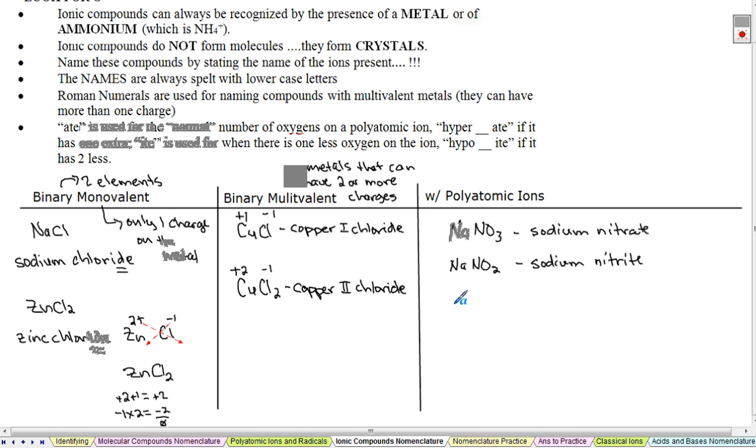Alright, and we could get this even more interesting. We could have CuNO3, which is copper 1 nitrate. We could have CuNO2. So what's happened here? Well, I don't have nitrate, I've got hyponitrite.